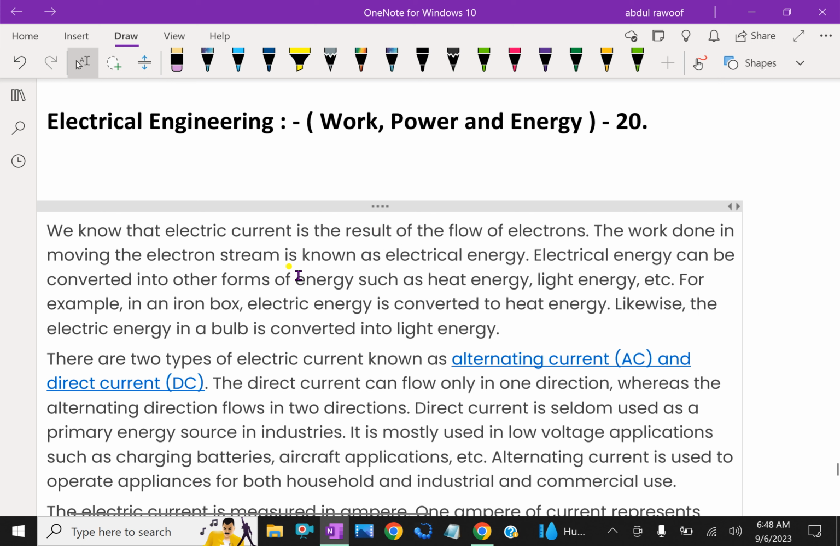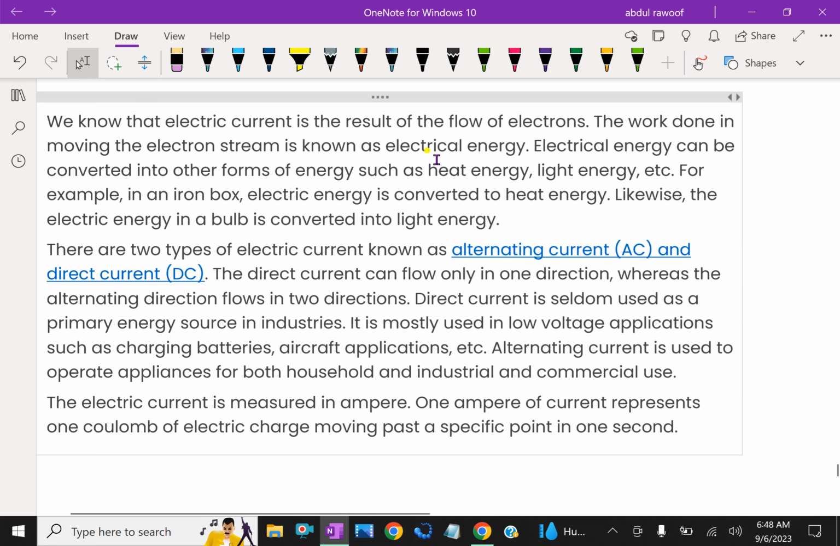Now, we know that electric current is the result of flow of electrons. The work done in moving the electron stream is known as electrical energy. That means energy required to move the electrons. Electrical energy can be converted into other forms of energy such as heat energy, light energy, etc. For example, in an iron box, electric energy is converted into heat energy. Likewise, the electric energy in a bulb is converted into light and heat energy.